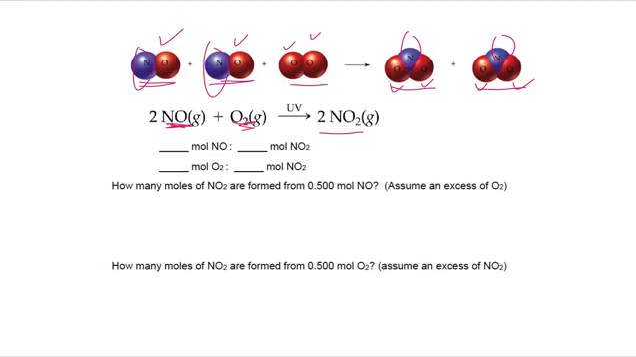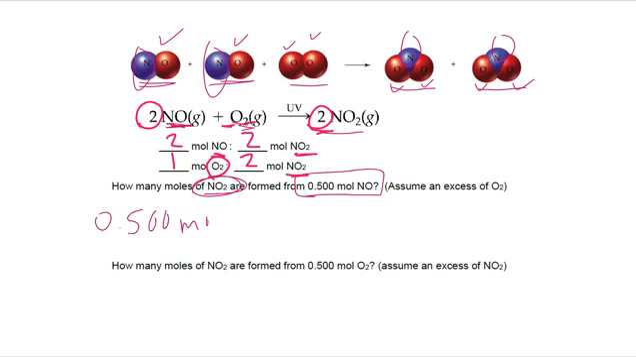So now let's look at the ratio of NO to NO2. All right, well here's NO to NO2. So it's a 2-to-2 ratio. Let's look at oxygen. The coefficient in front of oxygen is a 1 to NO2, that's a 1-to-2 ratio. So how many moles of NO2, here's where we want to get to, are formed from half of a mole of NO?